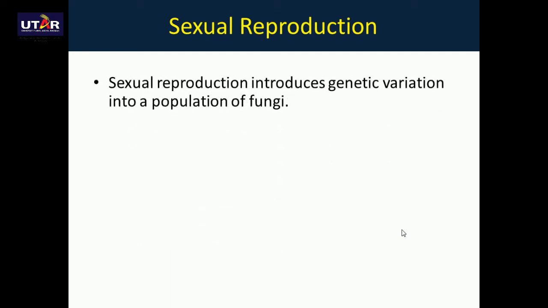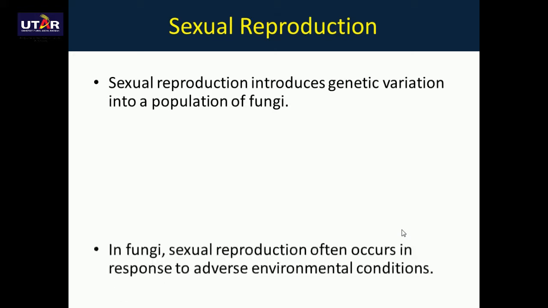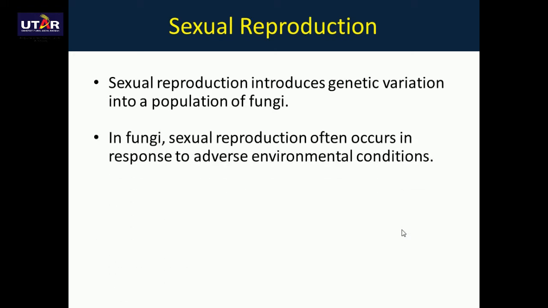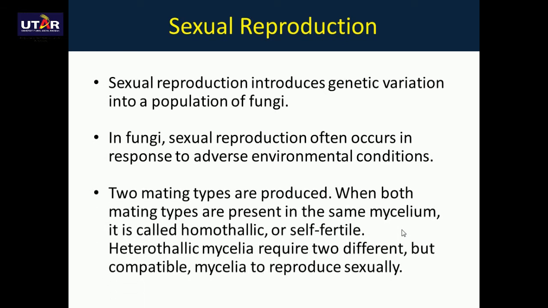Sexual reproduction. Sexual reproduction introduces genetic variation into a population of fungi. In fungi, sexual reproduction often occurs in response to adverse environmental conditions. Two mating types are produced. When both mating types are present in the same mycelium, it is called homothallic or self-fertile. Heterothallic mycelia require two different but compatible mycelia to reproduce sexually.